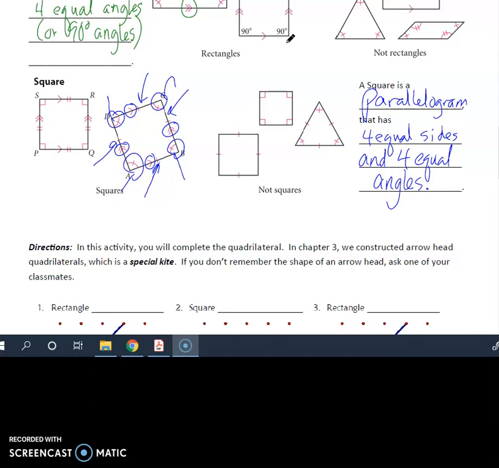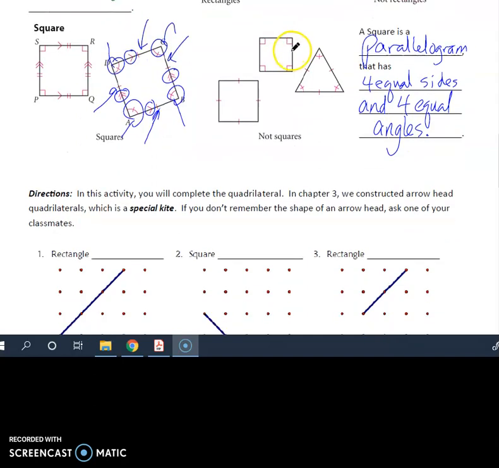So we start off with quadrilaterals, and we had one set of parallels and two sets of parallels. That was the trapezoid and the parallelogram. We have no sets of parallels, which ended up being the kite. And then we have three shapes that have two sets of parallels, which are special parallelograms: rectangle, rhombus, and square.